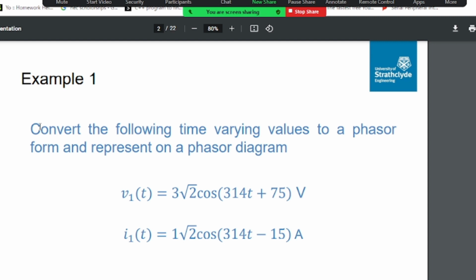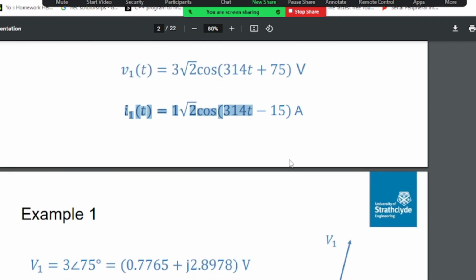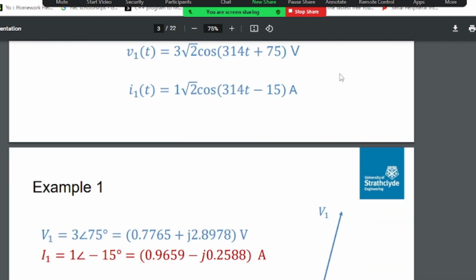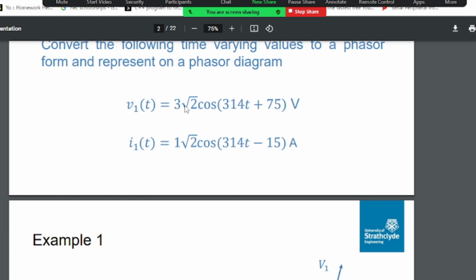It starts from the numerical analysis. Example one is to convert the following time-varying values into phasor form and represent them on a phasor diagram. This is the value of voltage and this is the value of current. First we will convert them into phasor form. When we convert 3√2 cos(314t + 75°) into phasor form, we will get 3 with an angle of 75 degrees.